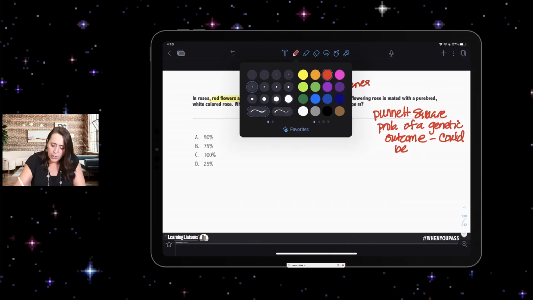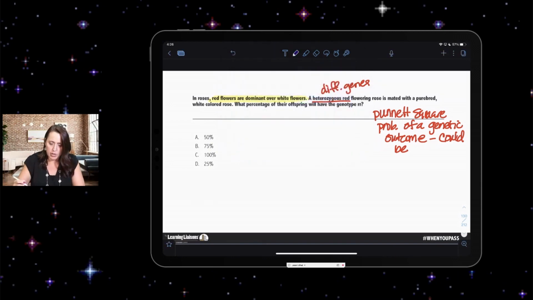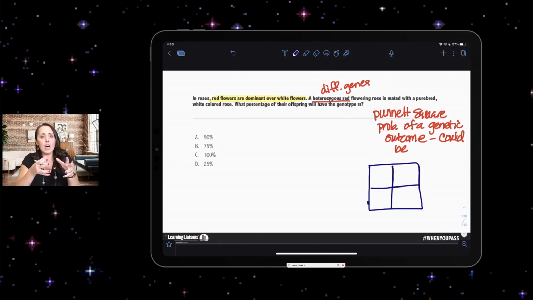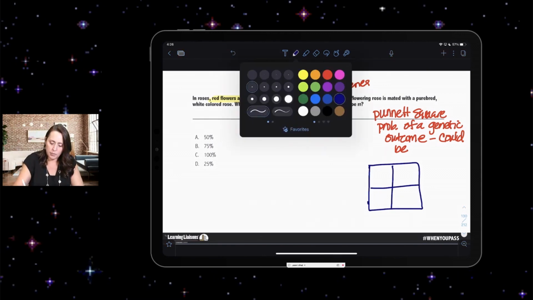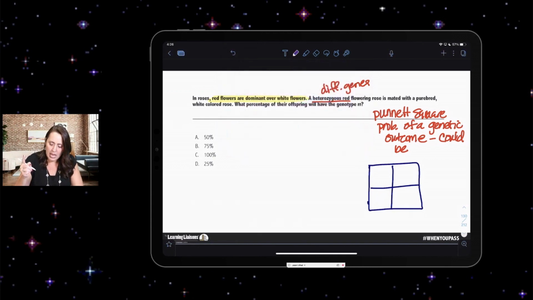Here we go. We're going to go ahead and create a square. Ready to create a square for us. And I'm going to put my square over here because I also have to assign my alleles. So here's what I have that I'm going to be working with. One, I'm going to be working with a red flower. So let's write red flower up here.